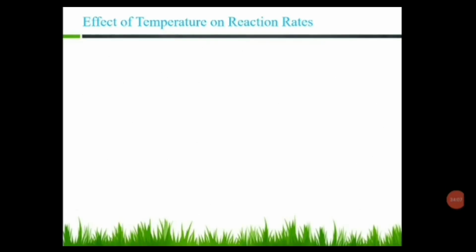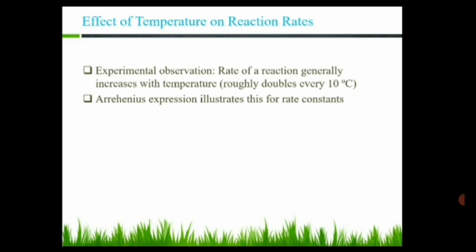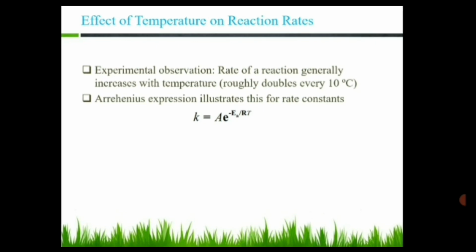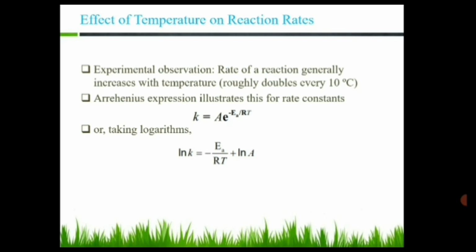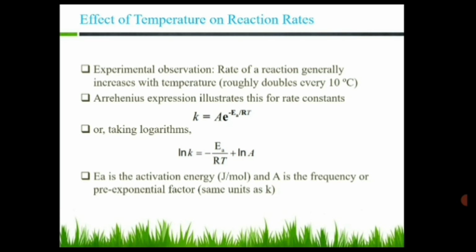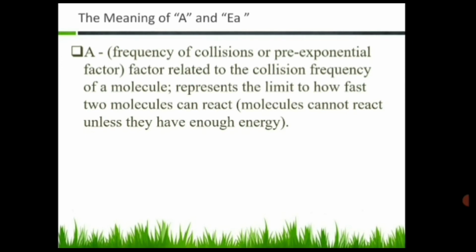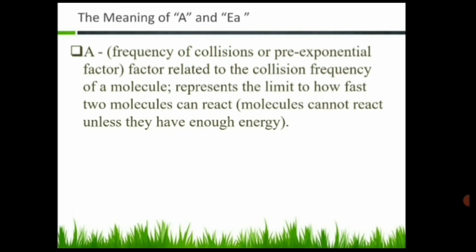The effect of temperature on the reaction rate could be quantitatively explained by the Arrhenius equation. Experimental observation says that the rate of the reaction generally increases with temperature, roughly doubling. The Arrhenius expression illustrates this for the rate constant. K is equal to A into e raised to minus EA by RT, or taking the logarithm, you can write ln K is equal to minus EA by RT plus ln A. EA is the activation energy in joules per mole and A is the frequency or pre-exponential factor. What is the meaning of A and EA? A is the frequency of collisions, or pre-exponential factor. The factor related to the collision frequency of a molecule represents the limit to how fast two molecules can react.